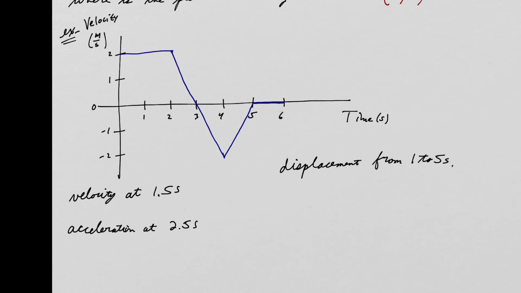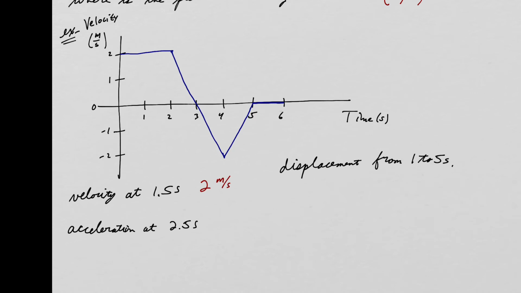Okay, so velocity at 1.5. Well, since this is a graph of velocity versus time, if I want to know the velocity at some particular time, I can just read the value from the graph, right? So I go to 1.5 seconds, go up to the graph, and then read it off. It looks like it's 2 meters per second. So this answer would be 2 meters per second.